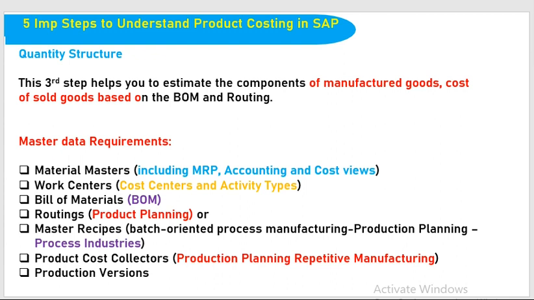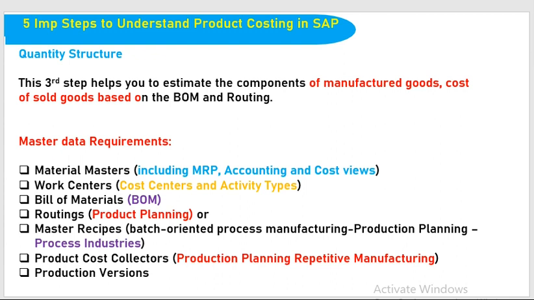Master data requirements: all this master data is required in order to calculate or estimate the components of manufactured goods and cost of goods sold. First, a material master. For that we need to create one material, including MRP, activating and costing views also. These are important views. Then work centers, cost centers and activity types, bill of materials, routing, and master recipes.